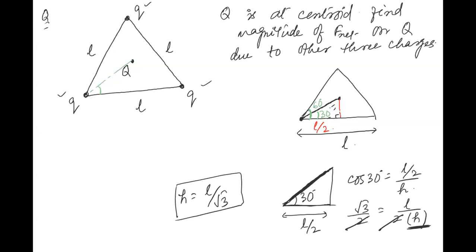I'm repeating this again. You have to remember this result. The distance between the vertex and the centroid for the equilateral triangle is always L by root 3. Okay, so now I have got the distance, right? Okay, I'll ask someone else now. I have got the distance. So what should I do now?